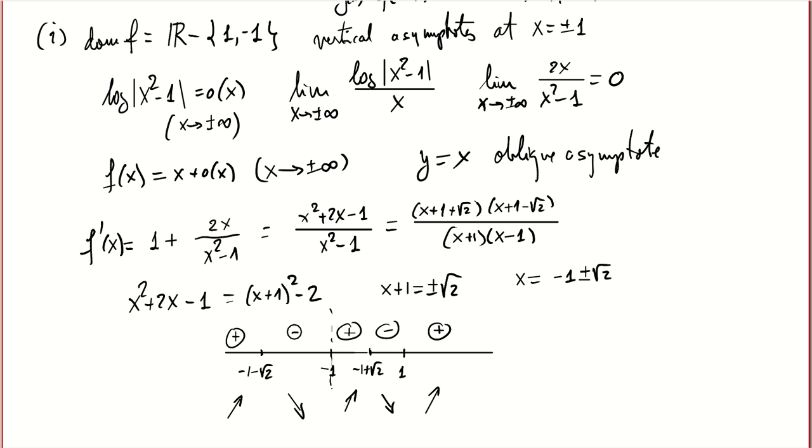Remember, there's a vertical asymptote here and a vertical asymptote here. So decreasing here is to minus infinity, and from minus infinity here, right? Okay, this is pretty much all the information we need.